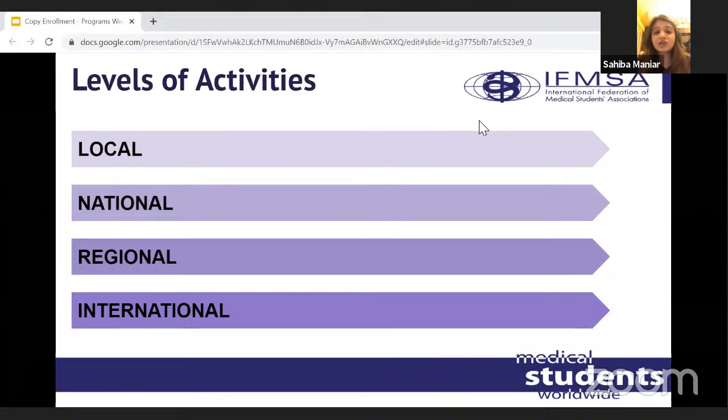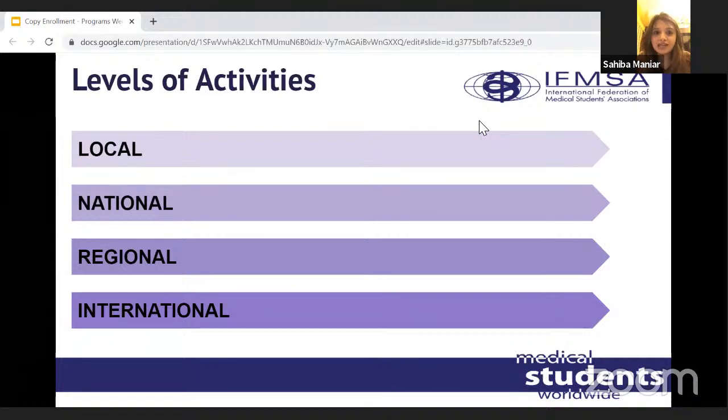A national activity is conducted by 1, 2 or more LCs. It is mostly designed by your NOs or national officers. Or when it is conducted with people across LCs, it becomes a national activity.